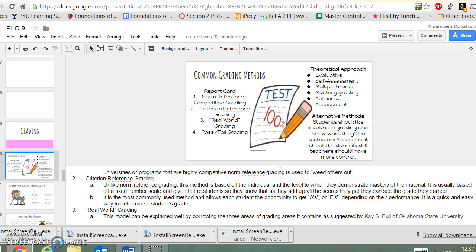The second is criterion reference grading, which is kind of different or completely different than norm reference because it just is based off of the criteria and how well the student has mastered it. So everyone has equal opportunity to earn the same grade.